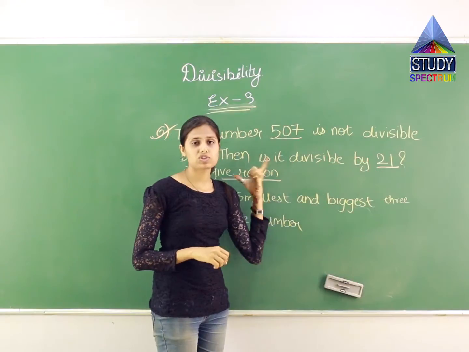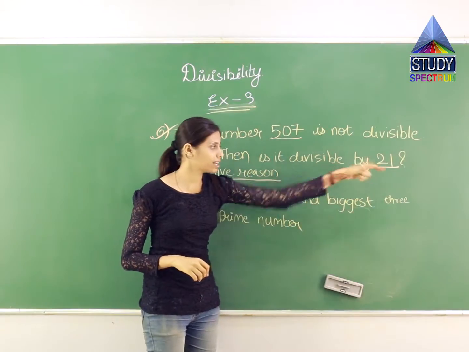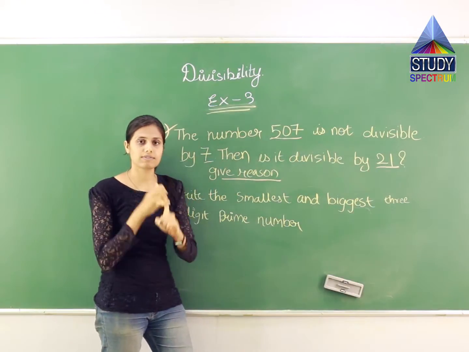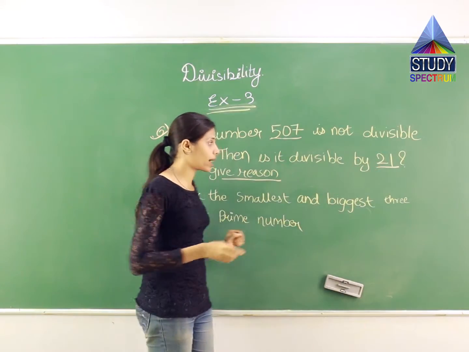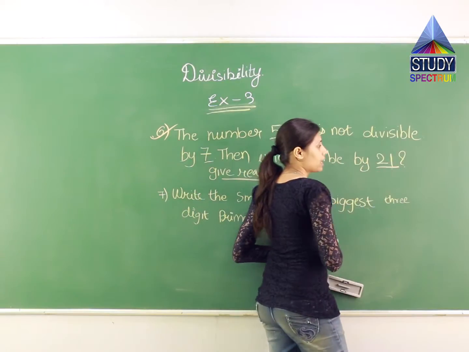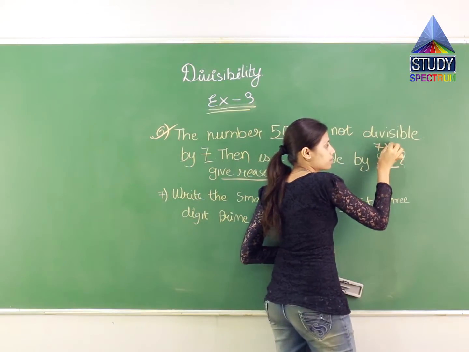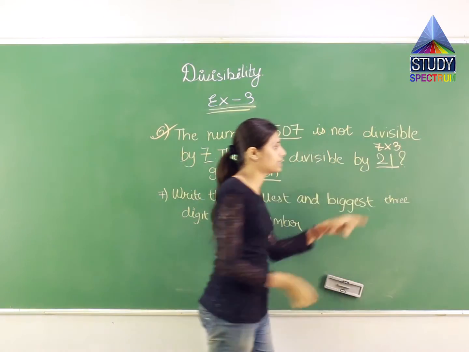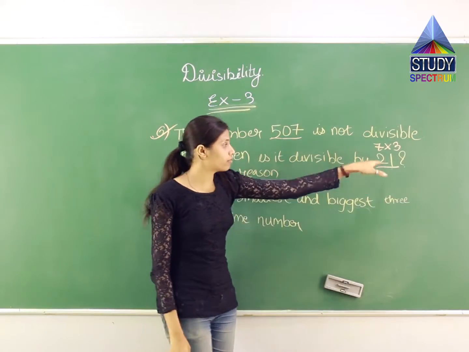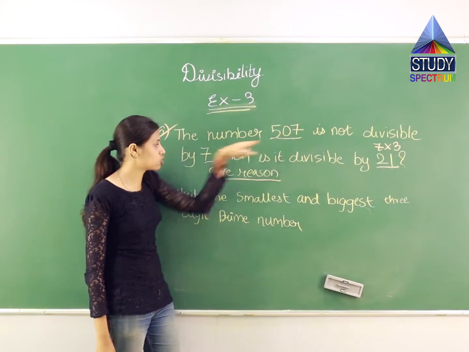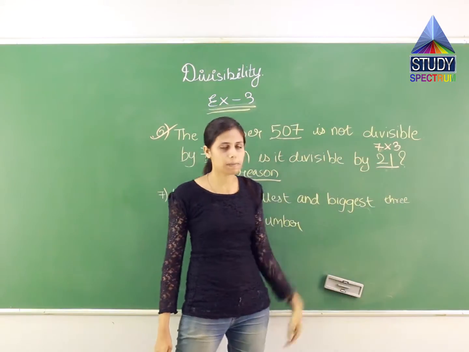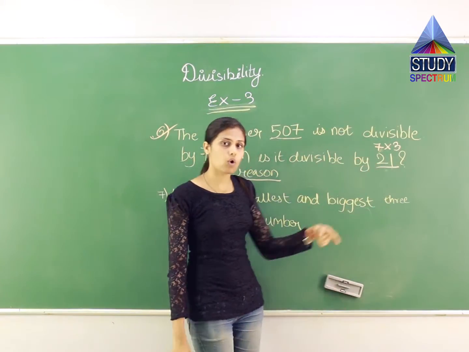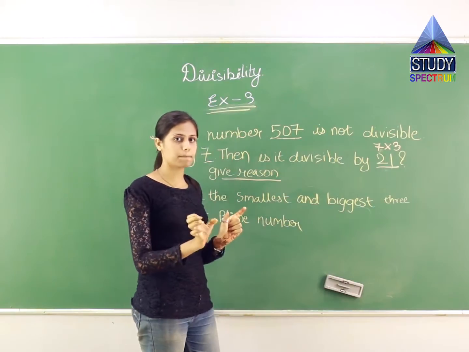The relation between 21 and 7. Does 21 come in the table of 7? 7 1s are 7, 7 2s are 14, 7 3s are 21. Yes, so 21 equals 7 multiplied by 3. So if this number 507 is not divisible by 7, it cannot be divisible by 21, right? I'll give you a simple check.